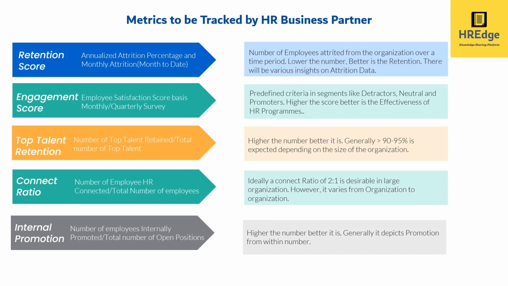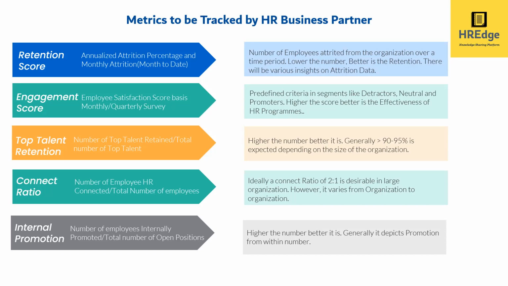How will we get the average headcount? It is the opening count plus closing count divided by 2. That's how we get the average headcount. Now, the lower the attrition number, obviously the better the attrition percentage, the better the retention.